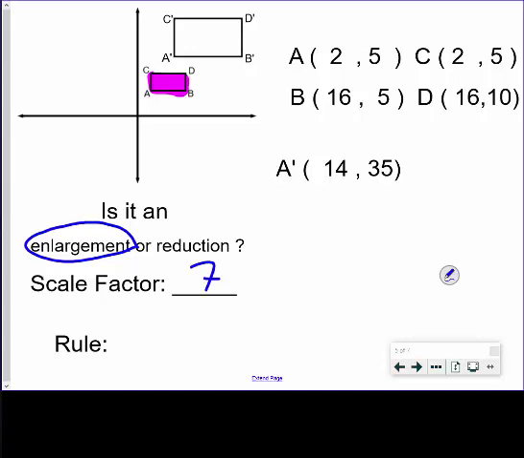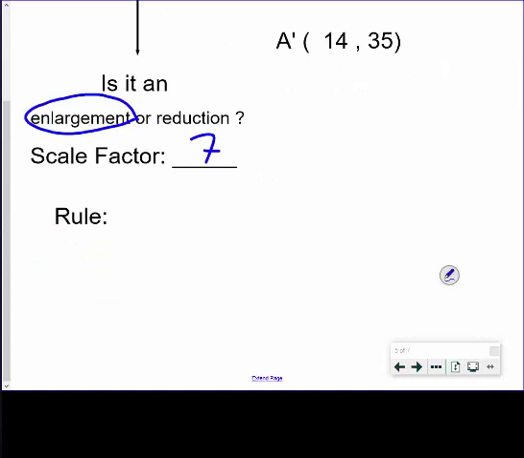We'll do a ton of this tomorrow, right? 2 times 7 is 14. I'll give you a better way to do it tomorrow. Write the rule. Now that we know it's an enlargement, we know the scale factor is 7. What's the rule? 7x, 7y. Perfect.